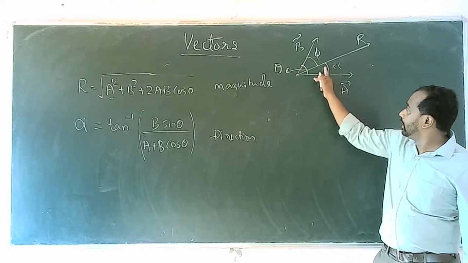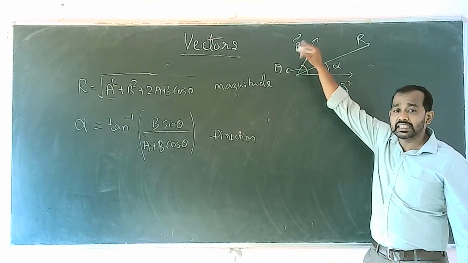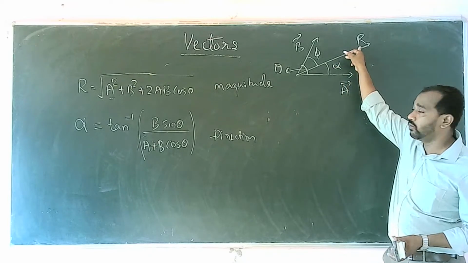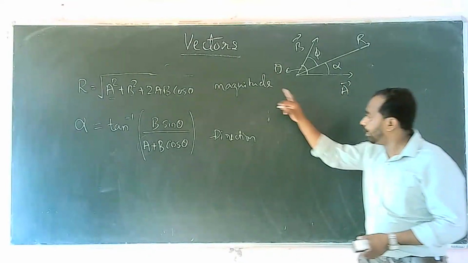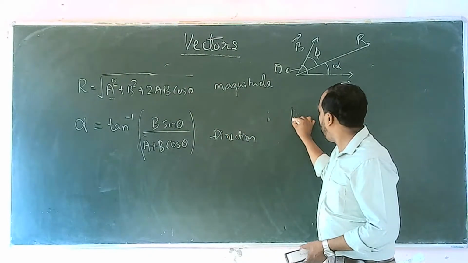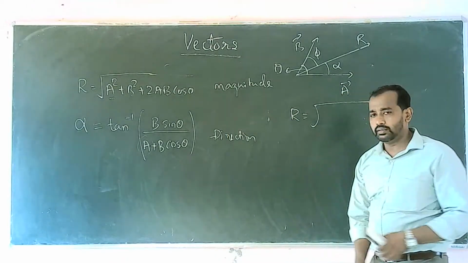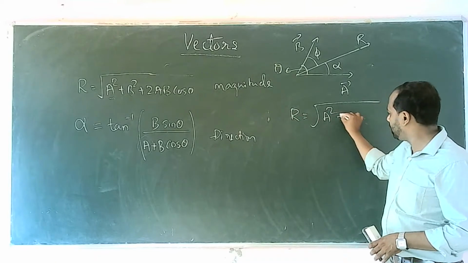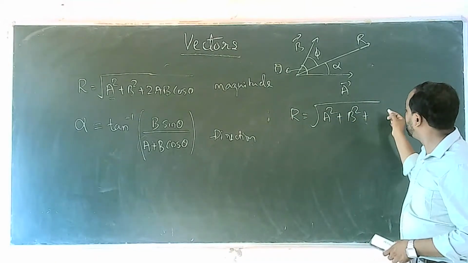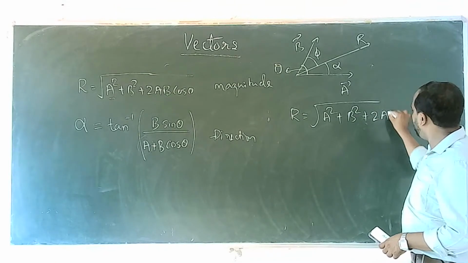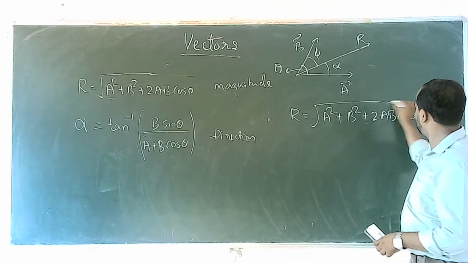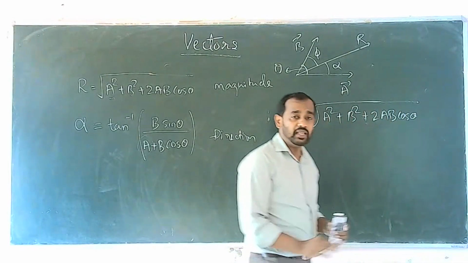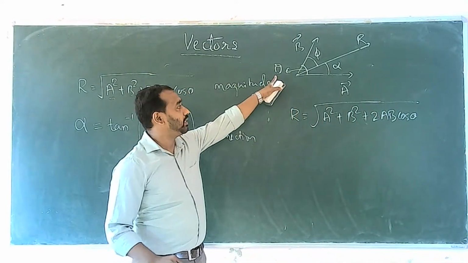Obviously, when we consider B as the reference direction, what will be the formula to find the resultant magnitude for this R? Again the same. R will be equal to square root of A square plus B square plus 2AB cos theta. You can write A square first or B square. The formula will remain the same. The resultant magnitude will have the same formula, but the difference is with the direction.